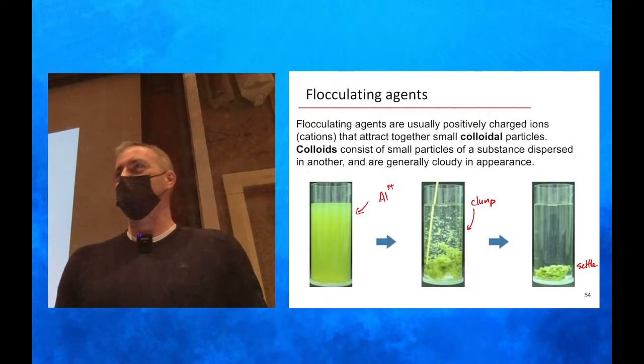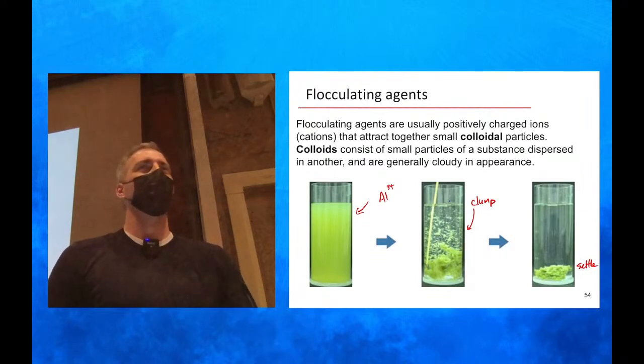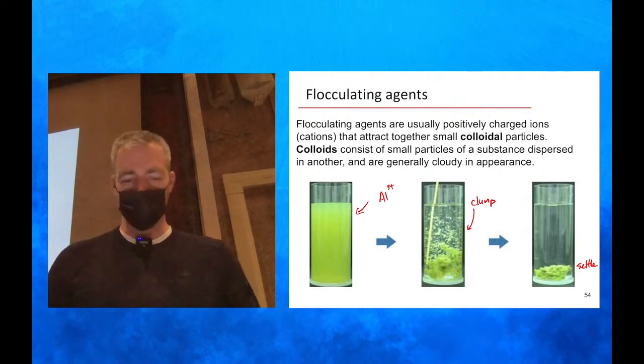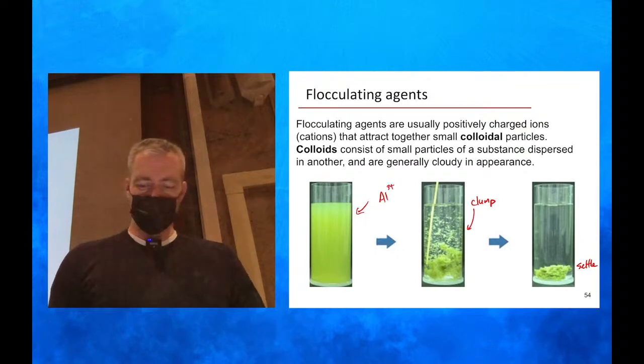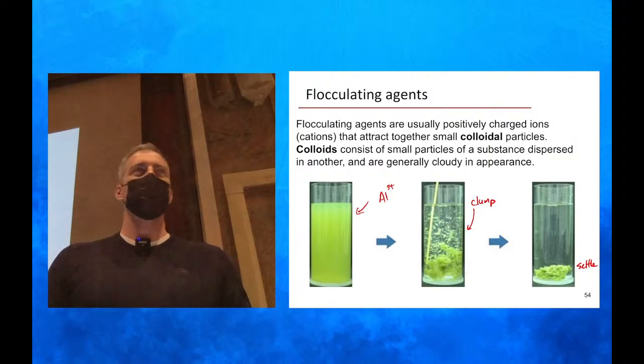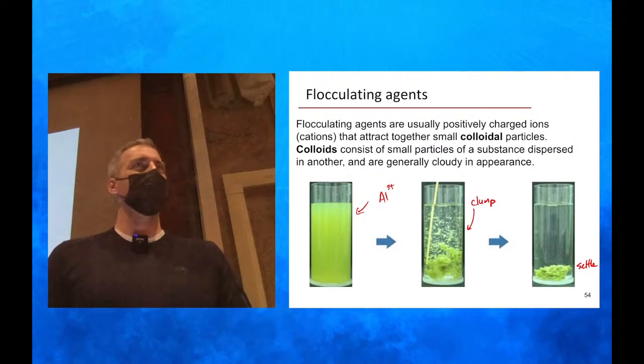And you have to add the right amount. If you don't add enough, it won't clump it all up. And if you add too much, you have all this leftover aluminum in the water, which is bad too. So this process is called flocculation. It's a way of taking suspended small particles, clumping them together, and having them removed that way.